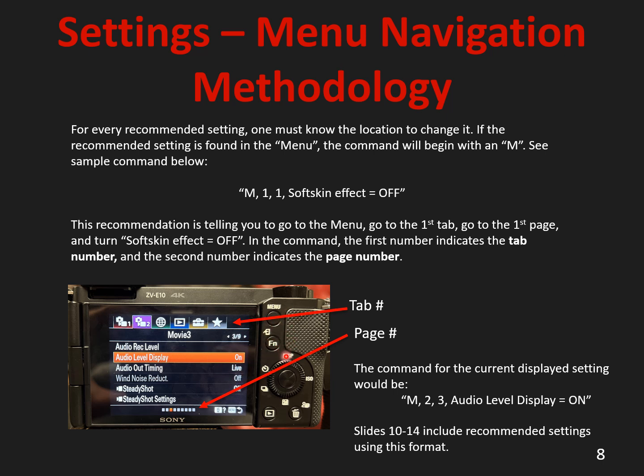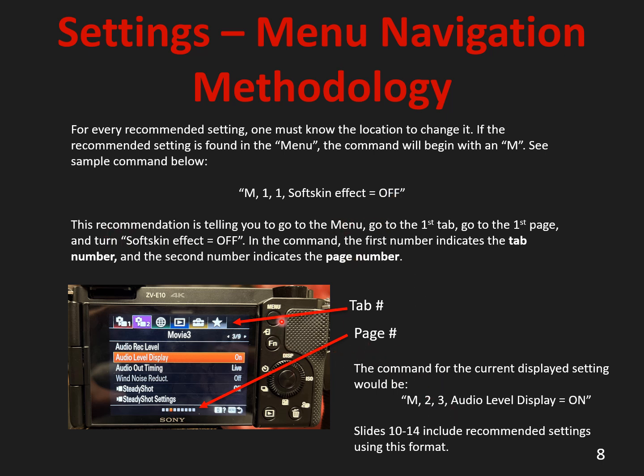Essentially, the way that I am telling you to do commands is I will first begin by putting an M or an FN. If it's an M, there's going to be two numbers, and these numbers are the tab number up top, so you can see in the menu there's 5 tabs, and the page number down low. In each tab there's a bunch of different pages, and then lastly I'll tell you what setting I'm telling you to change. So in this case, this command is menu, the first tab, the first page, soft skin effect off. And as you can see, that's just outlined there.